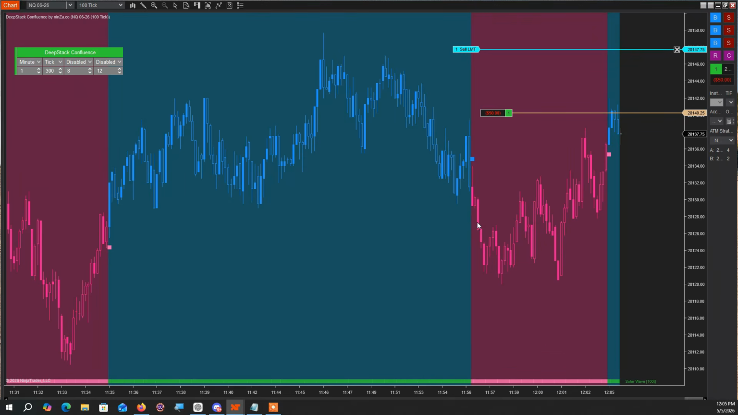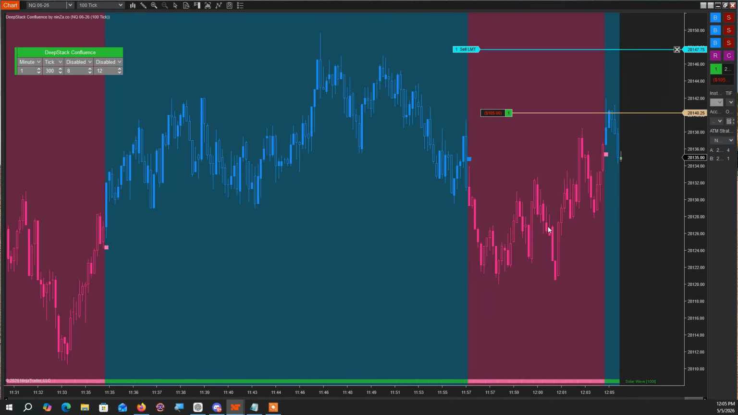I missed the short. The short did give a decent scalp, but I missed it. So in a long now, and basically, as long as we stay bullish, I'll be in the trade. If all of a sudden the background turns pink again, we're bearish, then I would get out of this long.